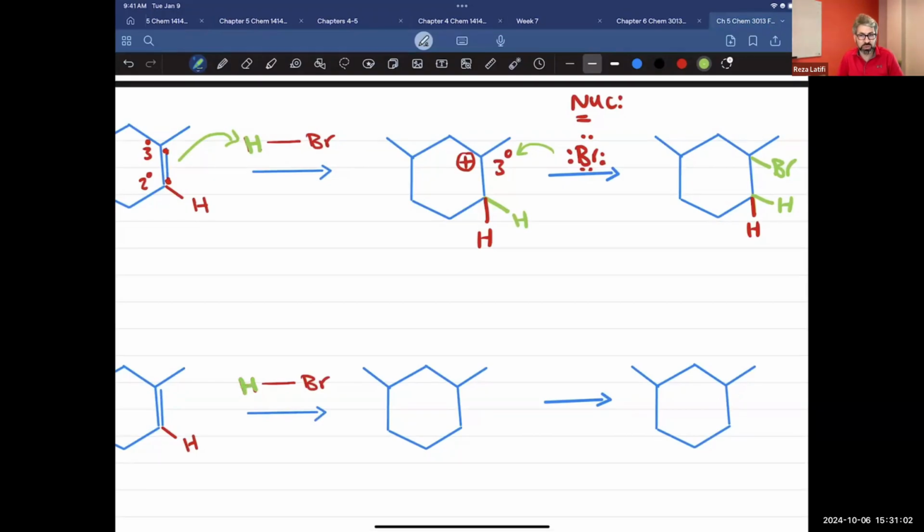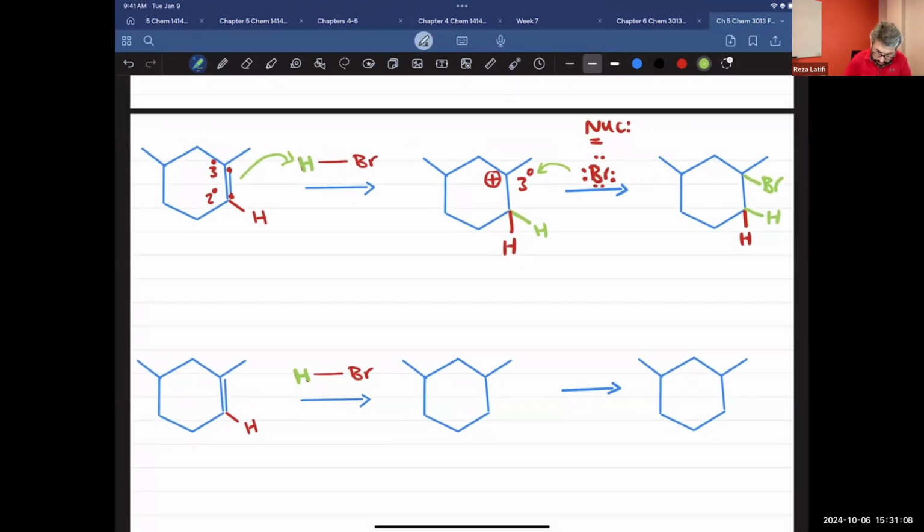Okay, and so that's one of the products. Or let's go with this. Again, we have a double bond. That double bond is going to go after hydrogen. We'll take H plus from HBr, and this time we're going to add the H to the tertiary carbon.